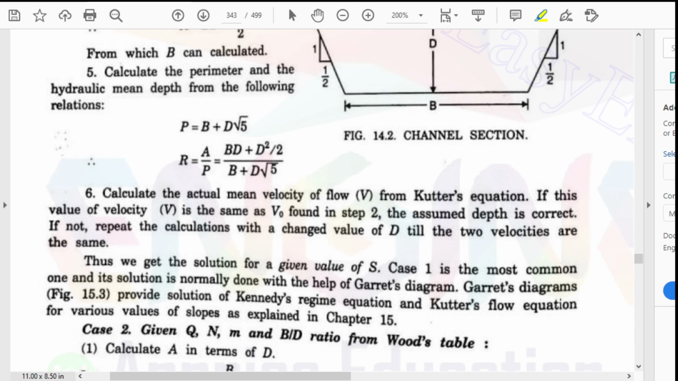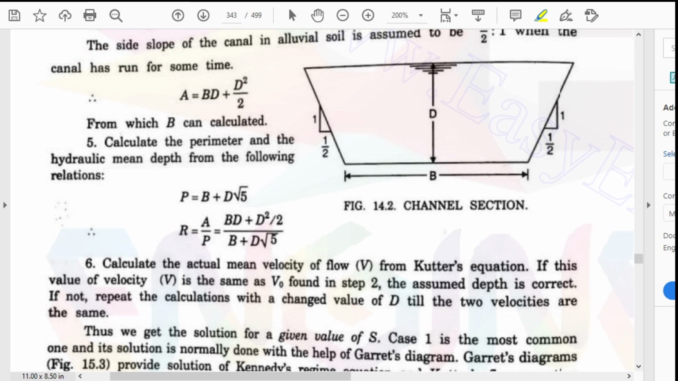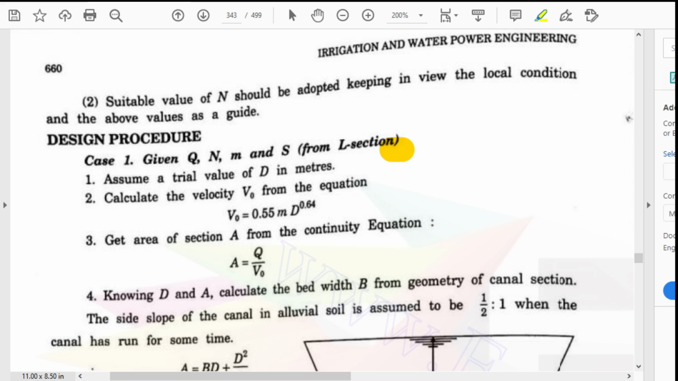of velocity. If this value of V and the Kennedy's value of V are the same, then the assumed value of depth is correct. And if not, then we have to repeat the calculation by changing the value of depth. Two to three values of depth we have to try. Now this is the first case for the design, which is from the L section.